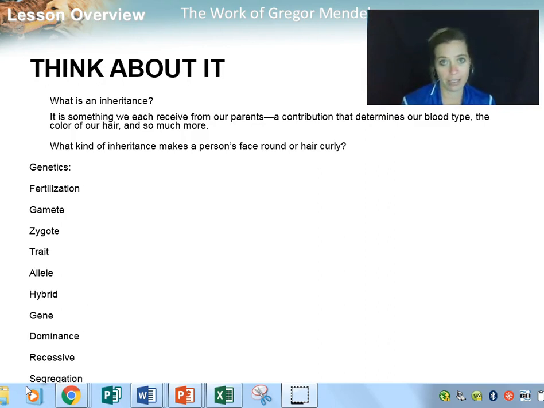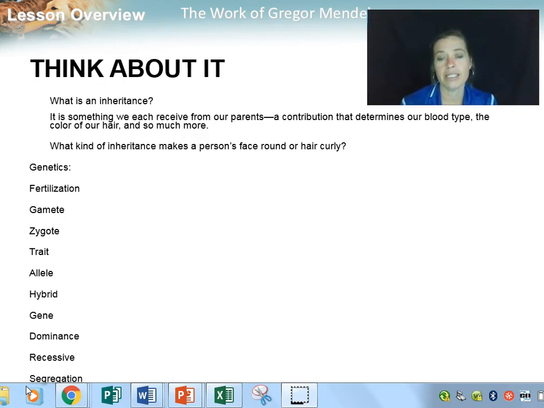A trait is a specific characteristic that is coded for in your DNA. An allele is a variation of that trait. So for instance, if I was looking at the trait of eye color, I might have some different alleles. I could have blue eyes, brown eyes, green eyes, or violet eyes. So an allele is a variation that you can have in a trait.